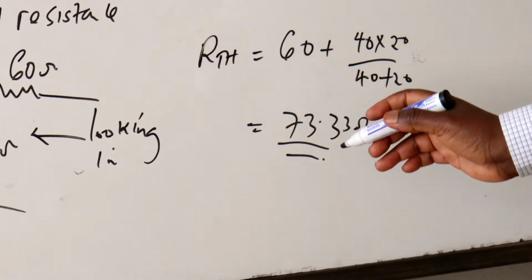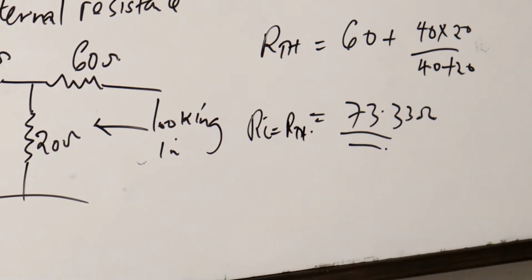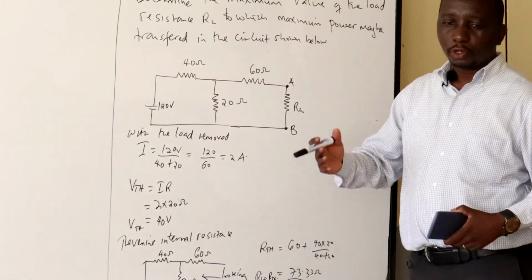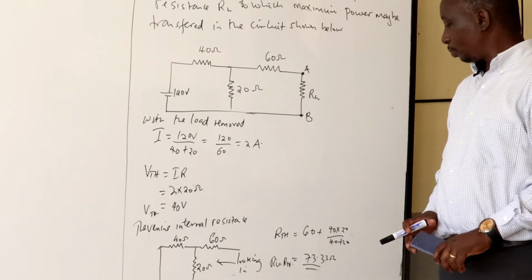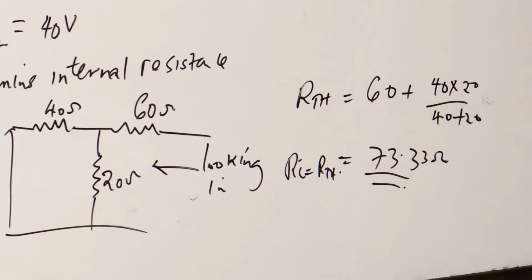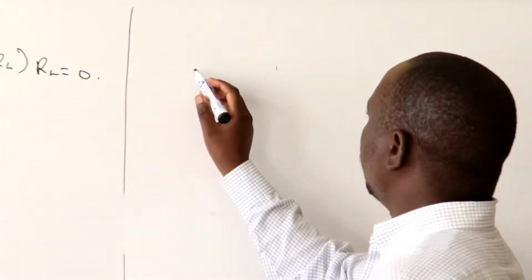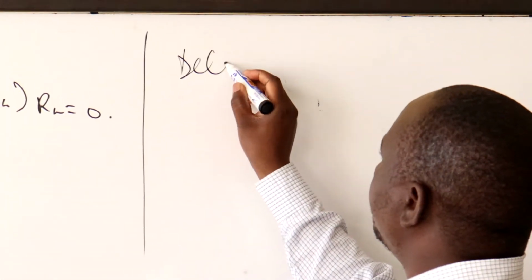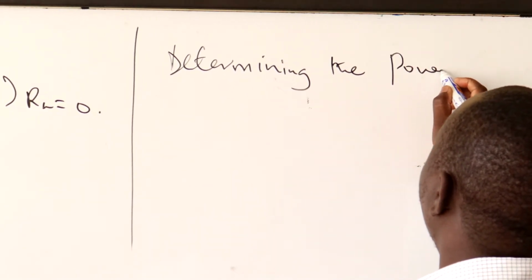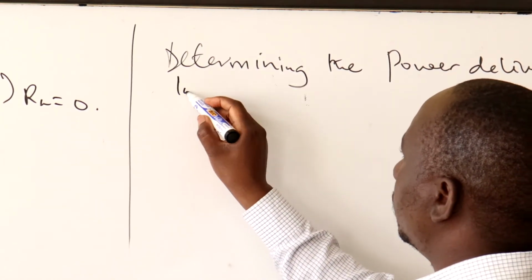This is also equal to Ri, which equals RTH. So for maximum power to be transferred, our load RL must be equal to RTH. So in our formula now, we are going to replace RTH with Ri, which is equal to the load. We are going to draw the circuit so that we are able to know what the maximum power transfer is. Then determining now the power delivered to the load.